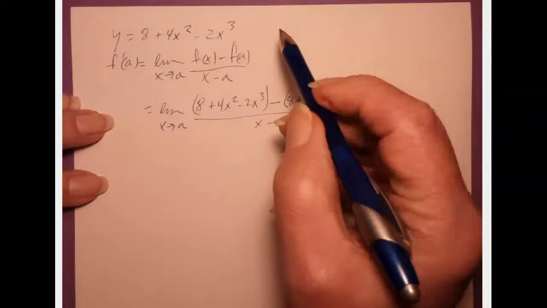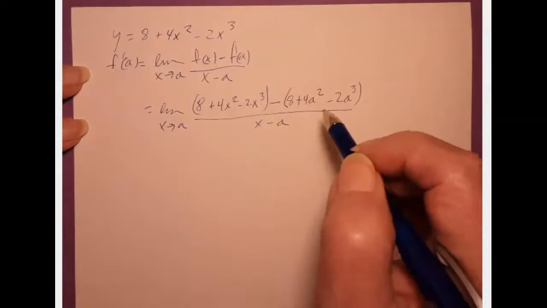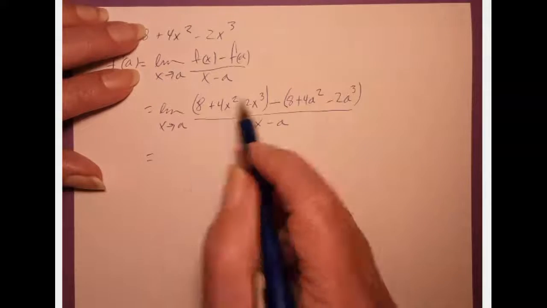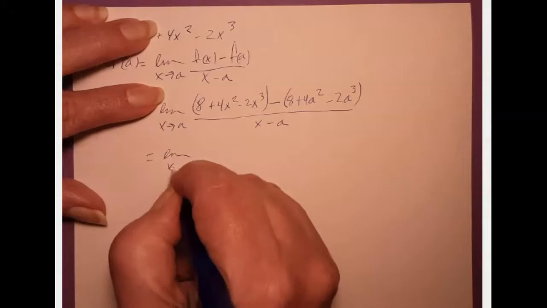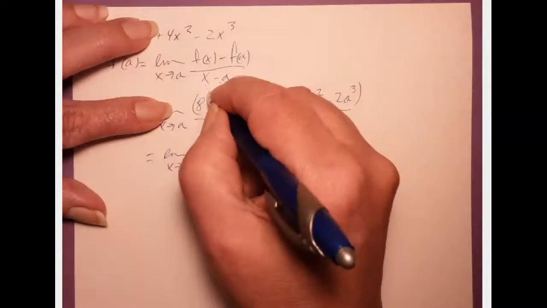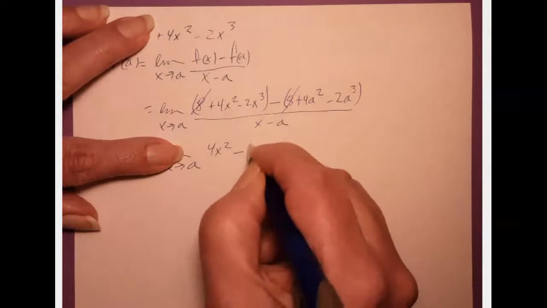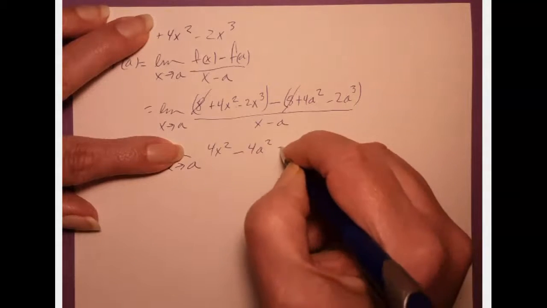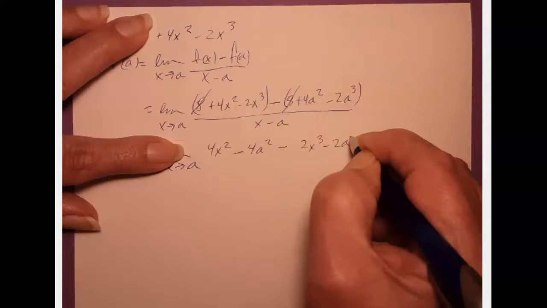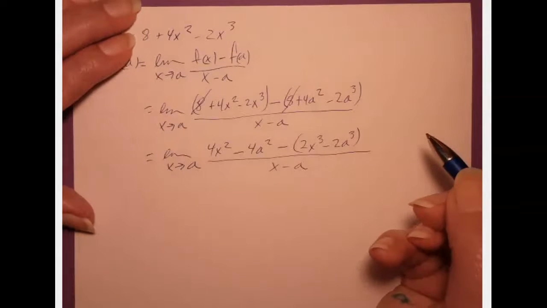Now, for this formula, I'm going to have to do some factoring, and for the other formula with the h, I have to do some expanding with Pascal's. So right now we're just going to do some factoring. So on the top, you'll get rid of the parentheses here. So I have 8 minus 8, that's going to go away. But I notice that I have 4x squared minus 4a squared minus 2x cubed minus 2a cubed, all over x minus a. So that's what I have.